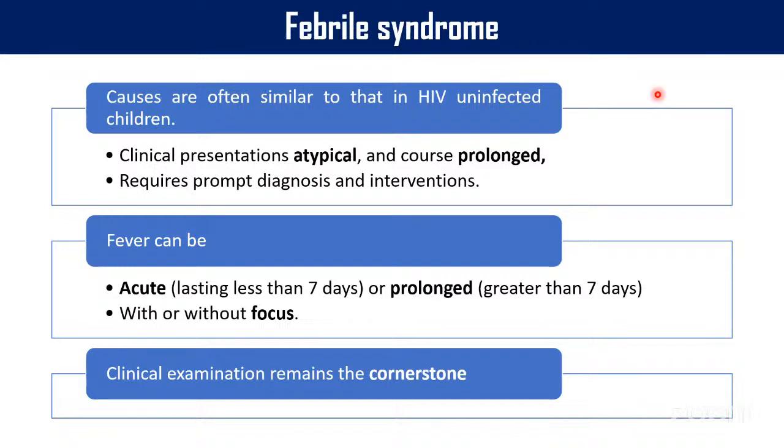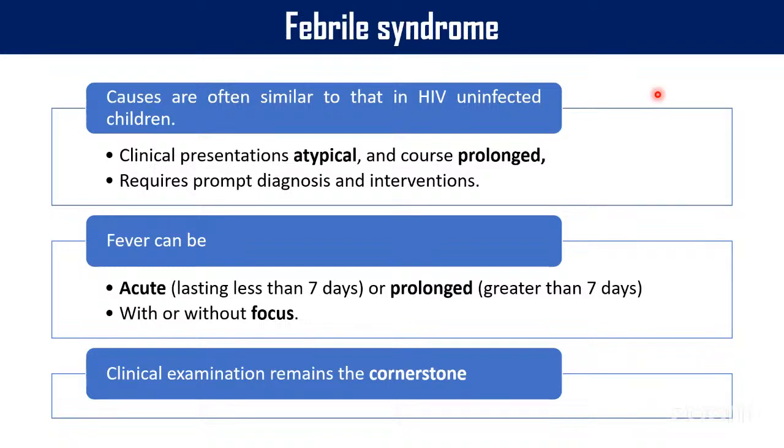So the first step is you can divide the fever into an acute fever, an acute febrile illness, where the history of fever is less than 7 days, or a prolonged fever that is more than 7 days, or fever with a focus. There is a focus, it's already localized to a particular system. Or it is just a fever, there is no focus, that is fever without focus. And the cornerstone in the management of febrile syndrome is clinical examination.